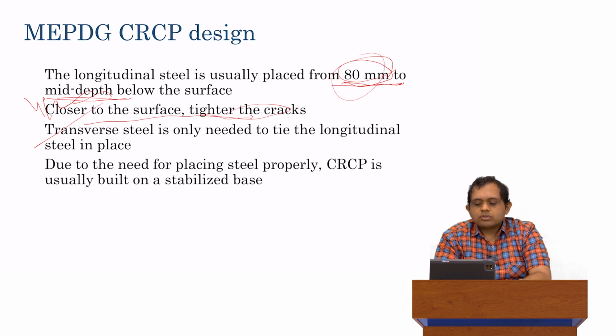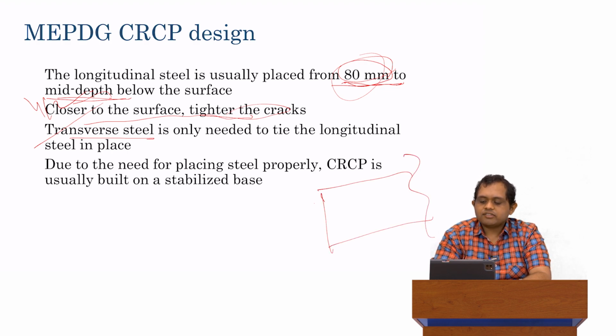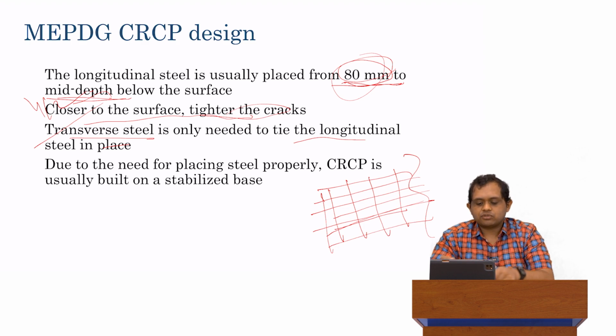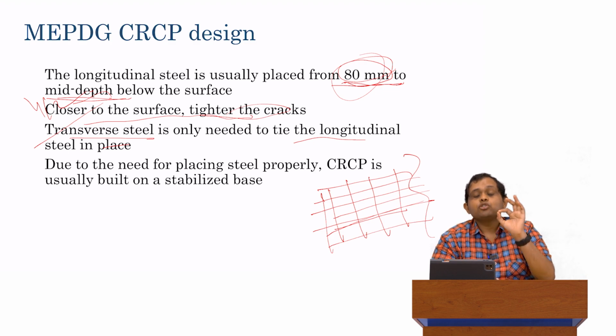Now, this transverse steel, which we call secondary reinforcement. If this is my CRCP, this is my primary reinforcement or longitudinal reinforcement. Secondary reinforcement or transverse reinforcement, which is what I drew over here, is only needed to tie the steel in place. At least from a design perspective, it does not really do anything to hold the cracks together, due to the need for placing the steel properly. So it is very, very crucial that the steel is placed properly during construction. You can put any numbers you want in design, but it has to actually happen in construction.